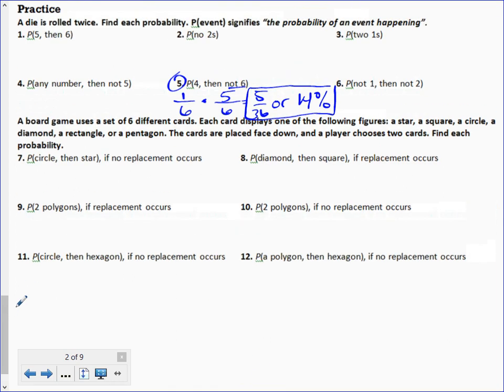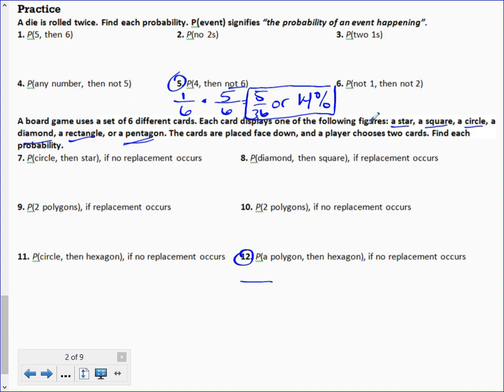One more. Ready? This one's going to throw you a little bit, so prepare yourself. We'll do number 12. Okay, here's the situation. You got 6 cards in front of you. Underneath each card is a certain shape. So what are the shapes? Star, square, circle, diamond. Okay, so it didn't repeat any, right? They're all different. The cards are placed face down, and what you're going to do is you're going to pick 2 cards. You're going to take one. You might keep it, or you might put it back, and then you're going to take another one.